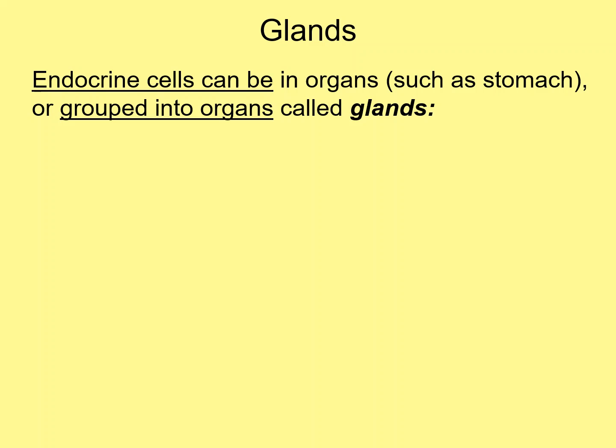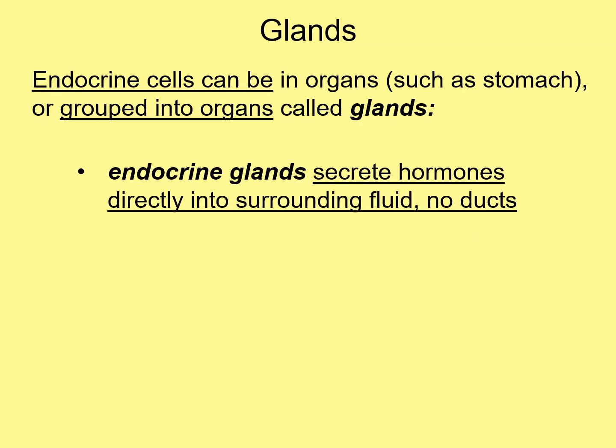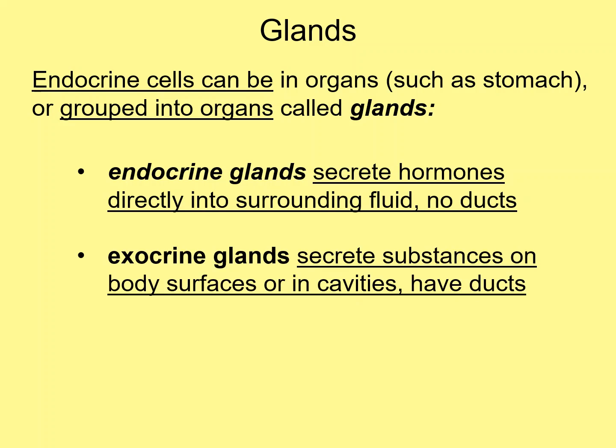These tissue cells can also be grouped into organs themselves. And if they are, then we refer to that as a gland. So we have two main types of glands, mostly differentiated based on how they secrete the hormones, sort of where it goes, and whether they use a duct or not. A duct is basically a tube that connects the gland with the target tissue or the target cavity.